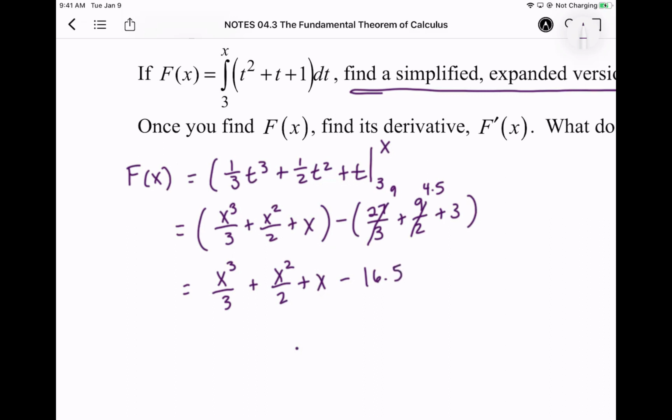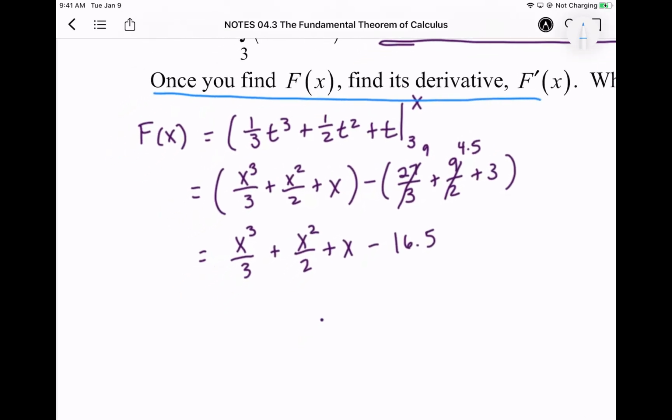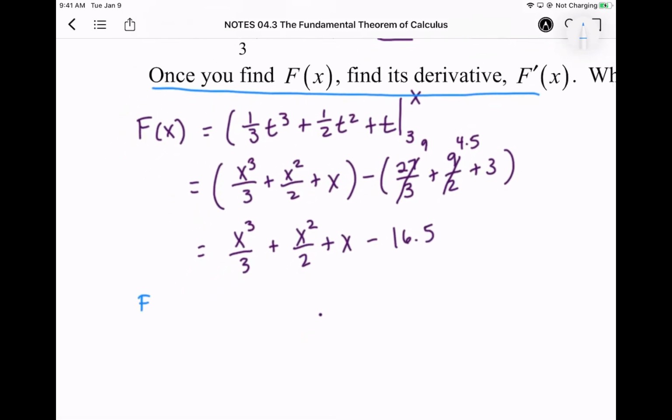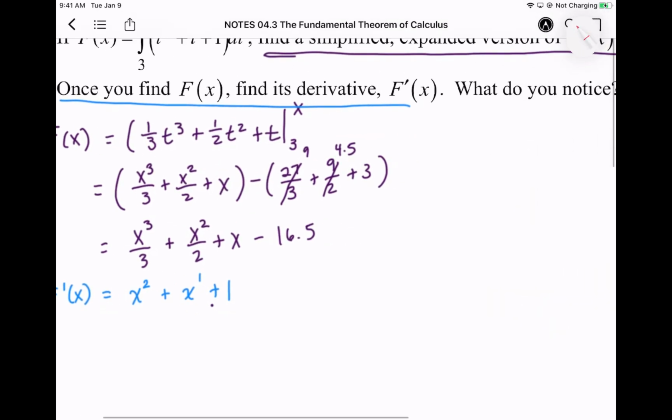Alright, so we did that first step. I'm going to switch colors to do this next one. Once you find F, find its derivative, F prime. So we're going to find the derivative F prime. If I bring down the 3, the 3's cancel, and then I subtract 1 from my exponent for the derivative. Same thing here, bring down the 2, the 2's cancel, and then my new exponent is just x to the first power. This becomes 1, and then the derivative of negative 16.5 is 0. So there's my derivative. And then I'm going to do this last part.